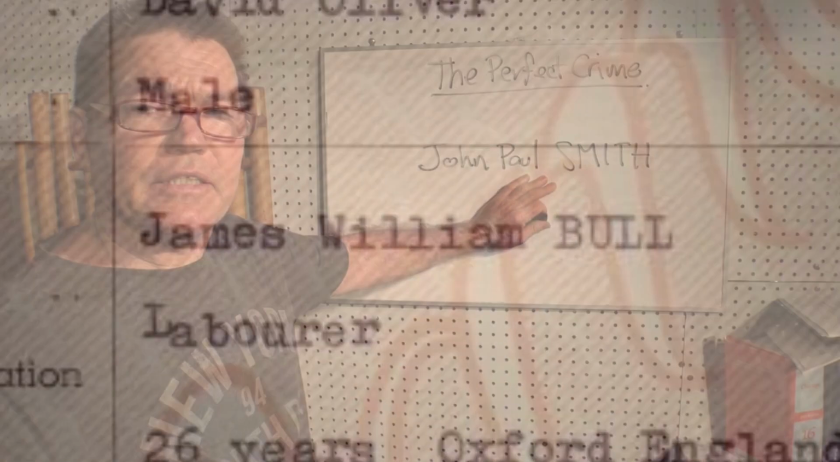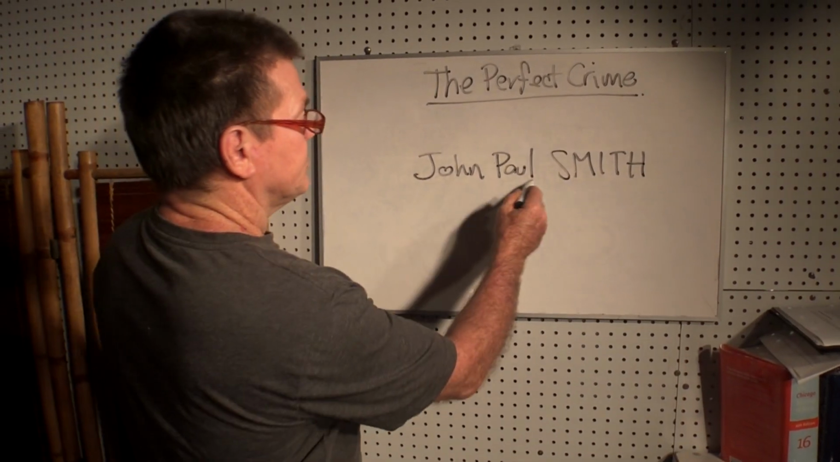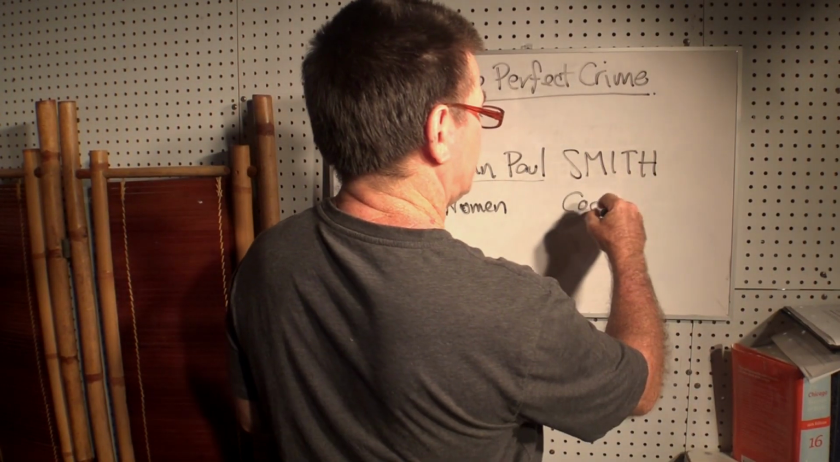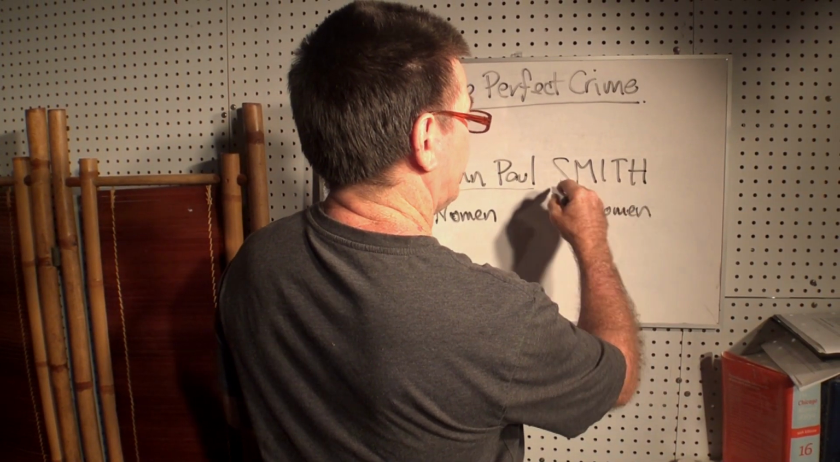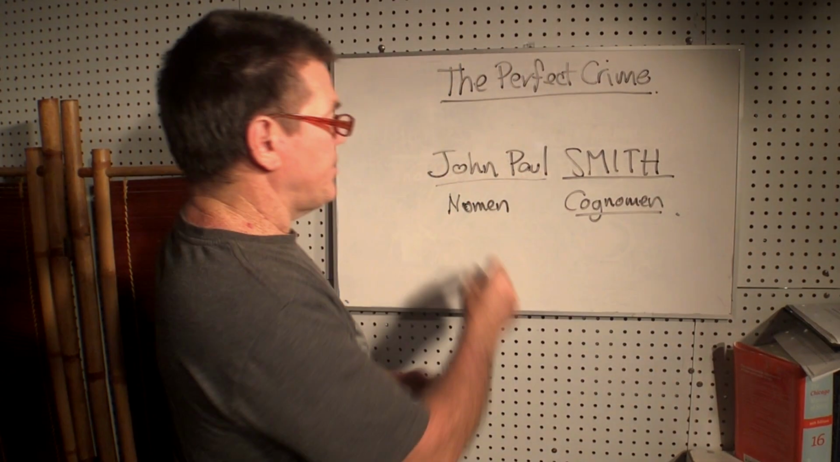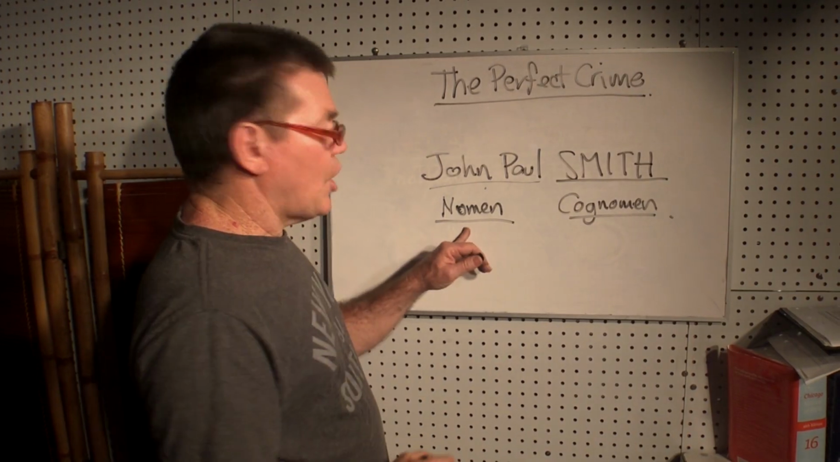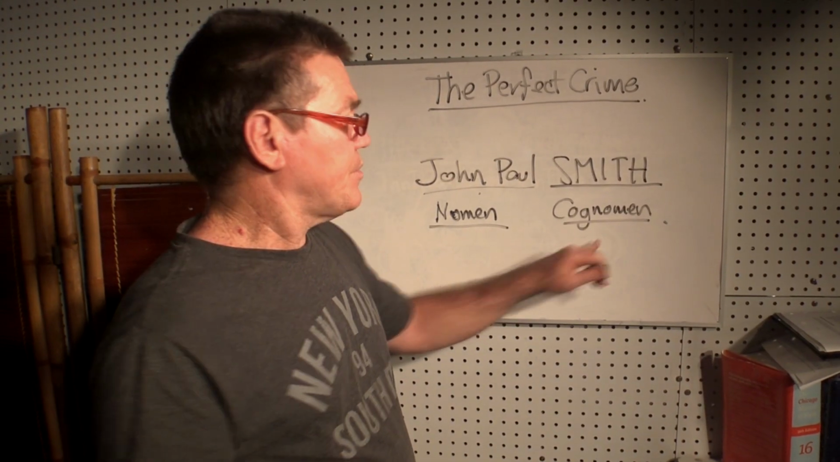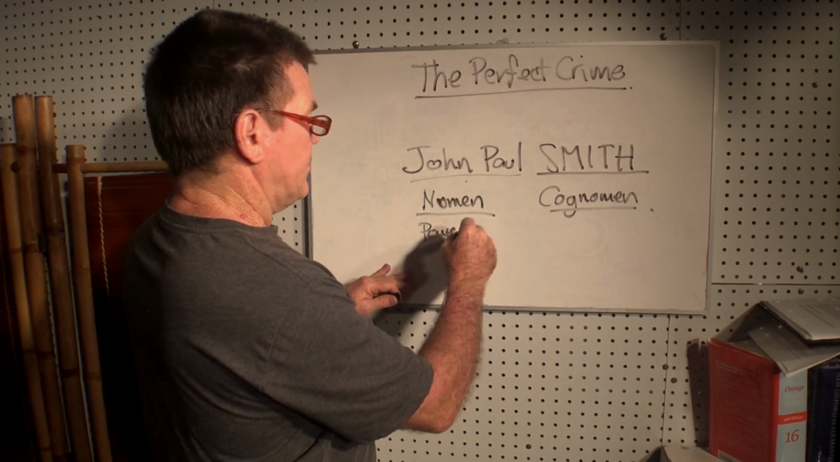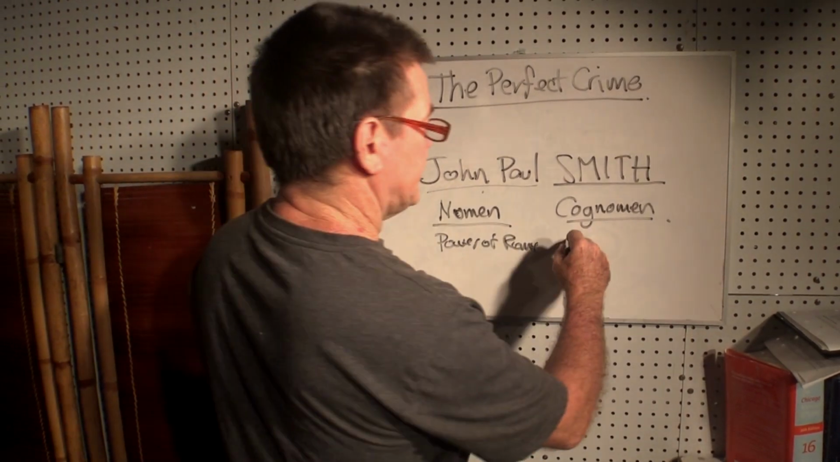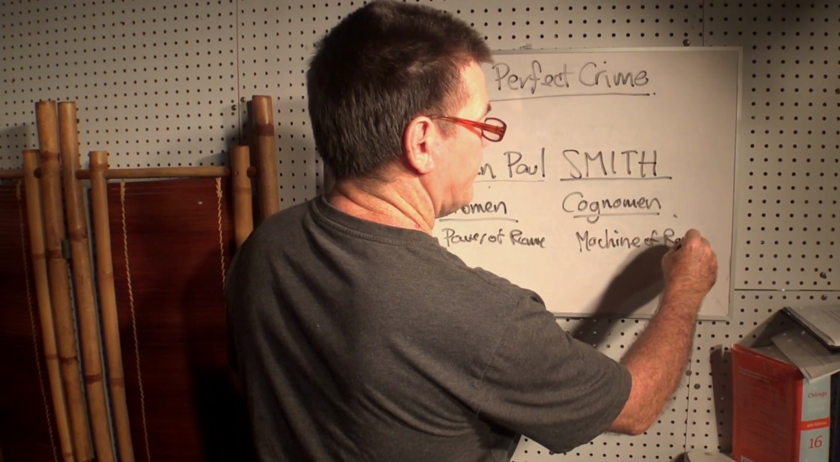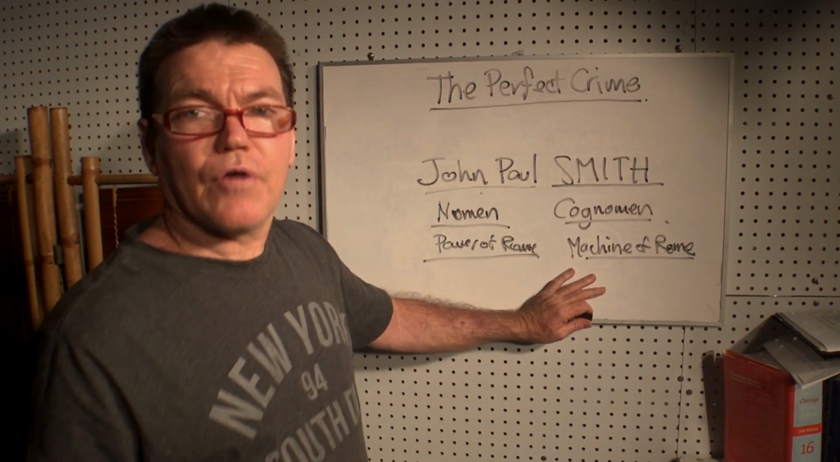So what happened in 1230 when they created the surname, which means cognomen? This is a nomen. This is a cognomen. That's a nomen. A nomen is the power of Rome. Cognomen is the machine of Rome. So it's the power of Rome. And this is the machine of Rome.